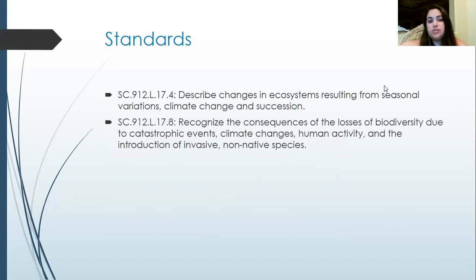All right, so our standards for this week are going to be SC 912 L 17.4, and you're going to describe the changes in ecosystems resulting from seasonal variation, climate change, and succession. So you're going to be able to explain what is happening in these climates, why the different climates occur, what is the difference between a seasonal variation, and what are climate changes and how are they involved with all of this balance and whatnot.